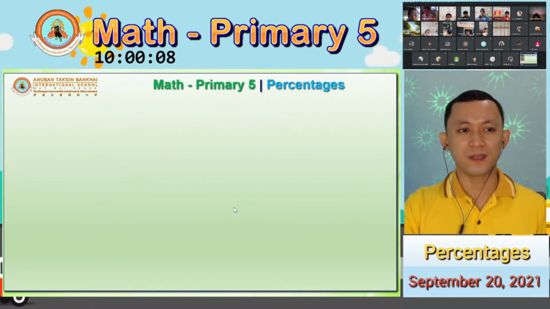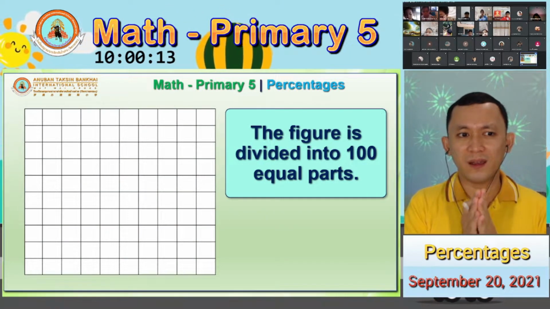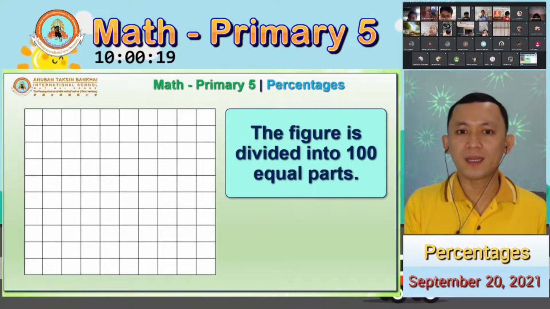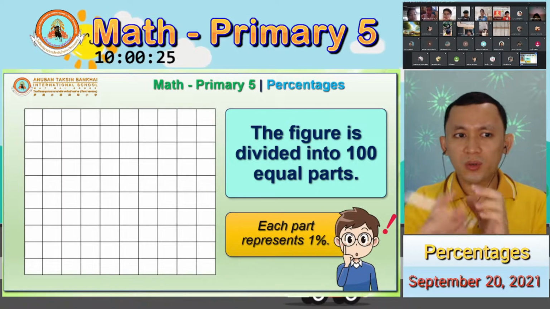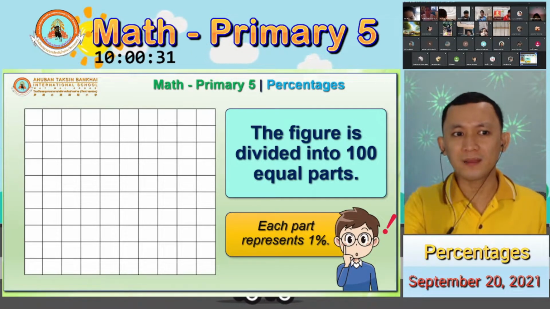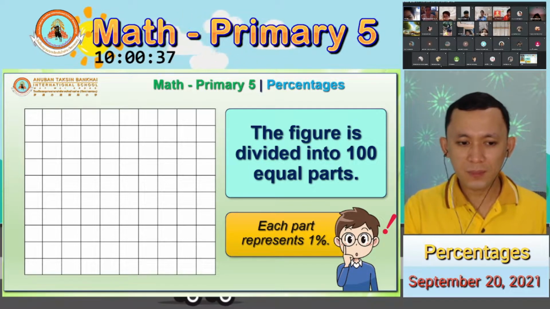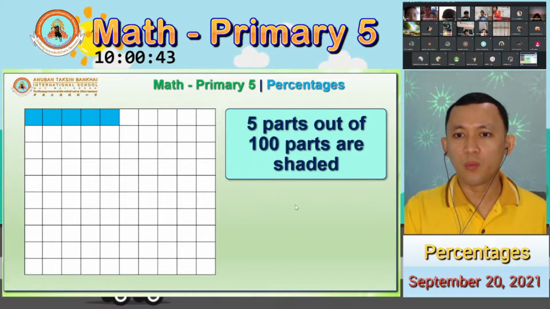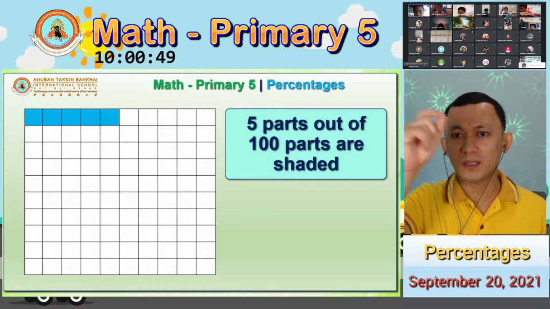Okay, let's have this one first. Introduction. Now, this one. How many equal parts are there? 100. Very good. So we have 100 equal parts. So if we say 100 equal parts, 1 square is 1%. If we have 1 square, 1 part, 1%. In this example, we have 5 parts out of 100 parts shaded. 5%. So we have 5 parts shaded.